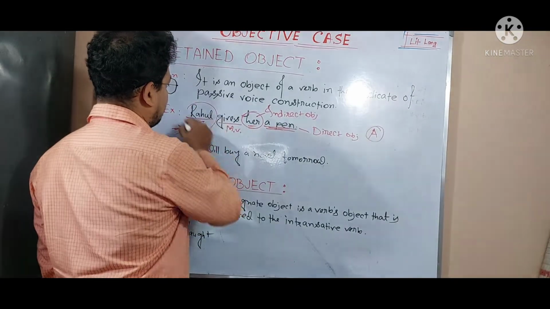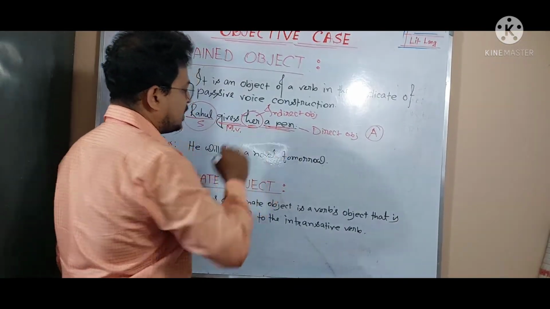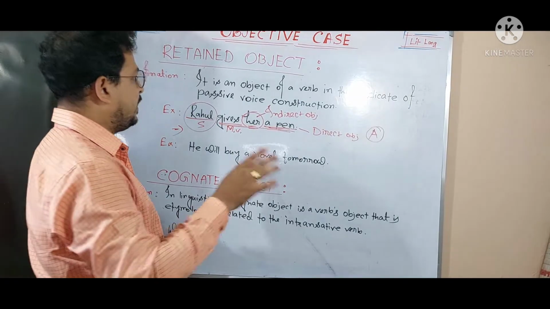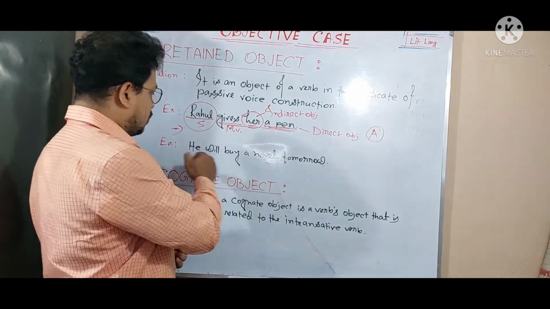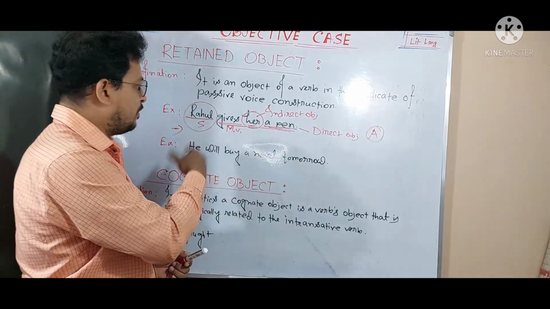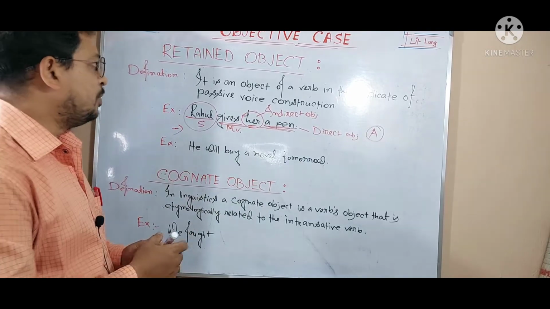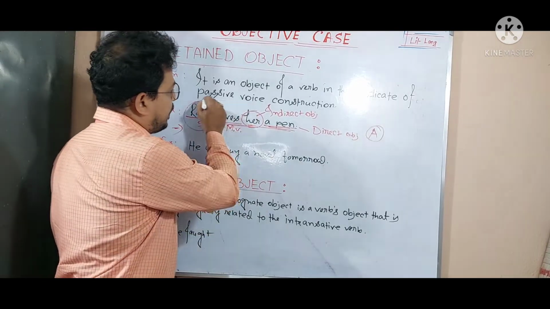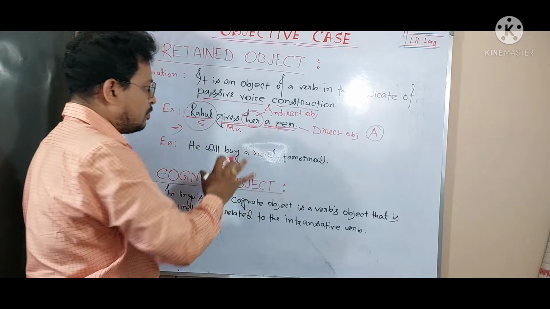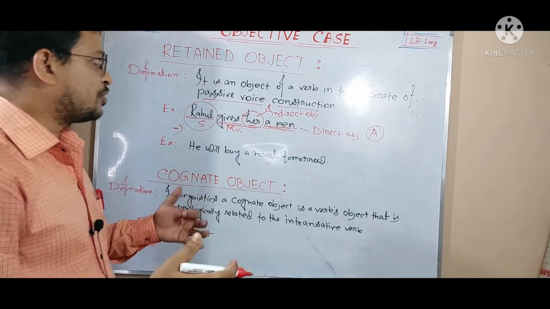It is an object of a verb in the predicate. After Rahul, the subject, the rest of the sentence is called the predicate. The predicate of a passive voice. It is now active, so I will transform it into passive, then it will be understood by you. Passive voice construction: making a sentence is called construction.